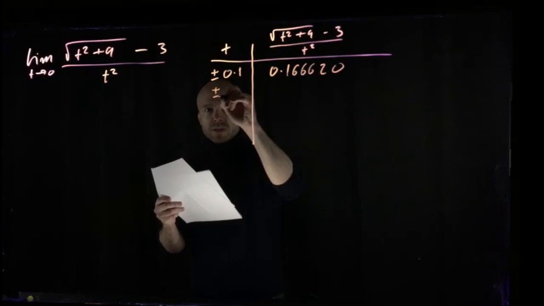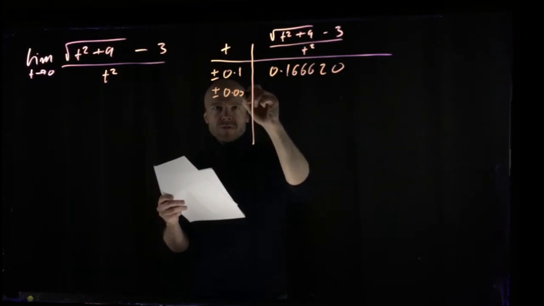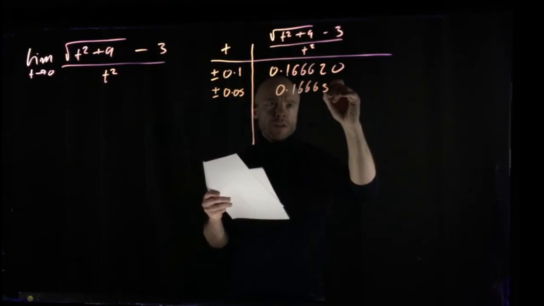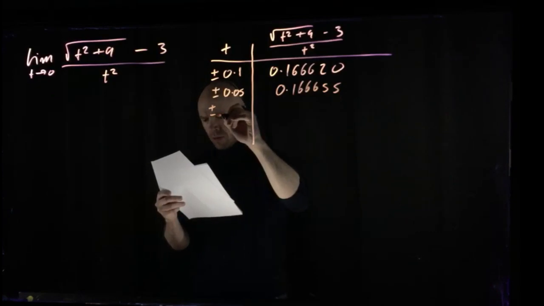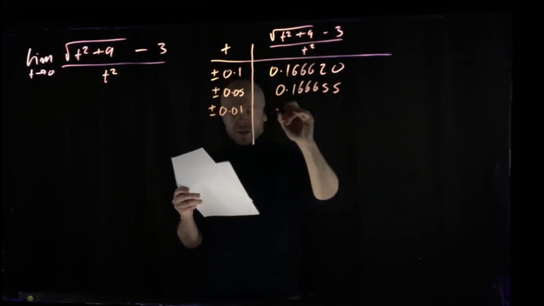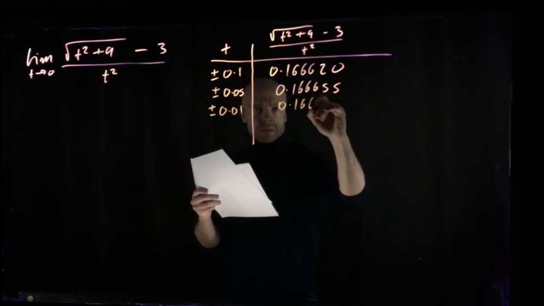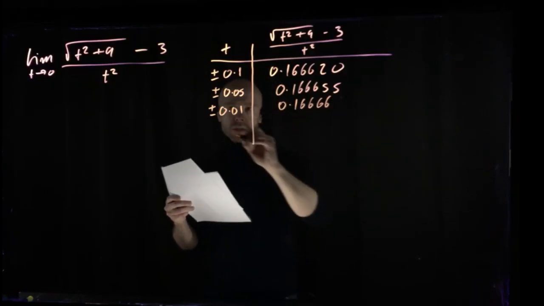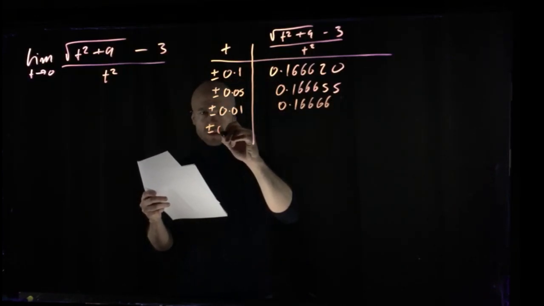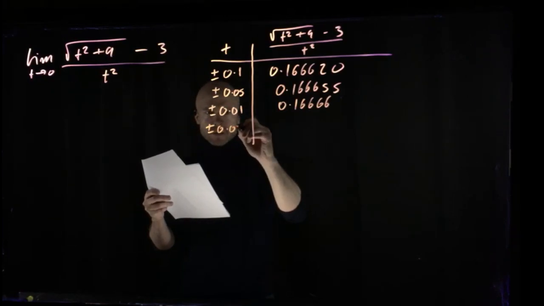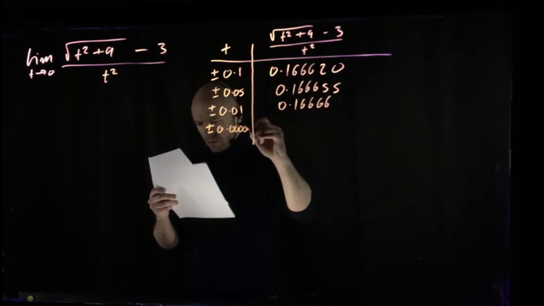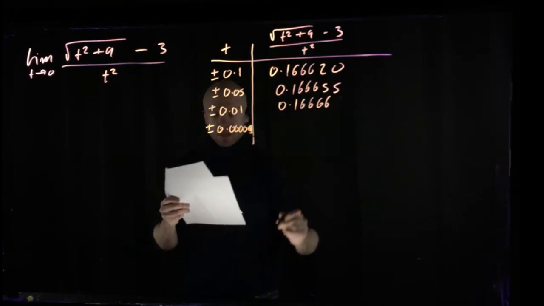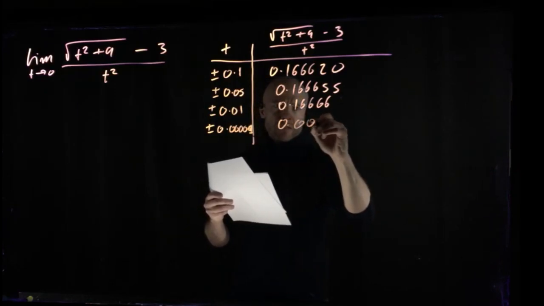0.166620. Let's do plus and minus 0.05, and then this is 0.166655, and let's do plus or minus 0.01, and this is 0.16666, and then let's do plus or minus 0.0000001. Can't squeeze the 1 in here. And that turns out to be just 0.0000.